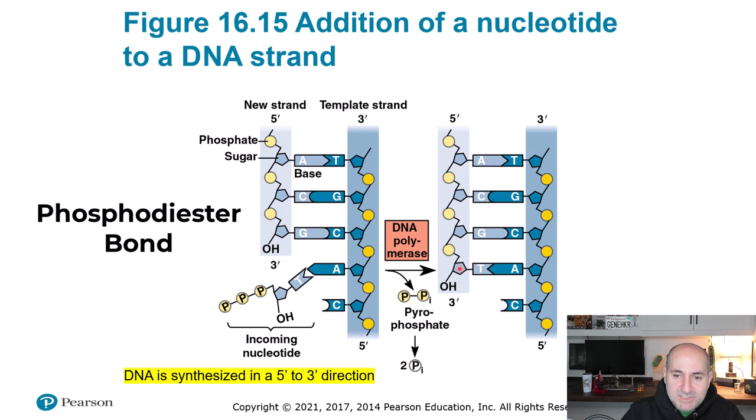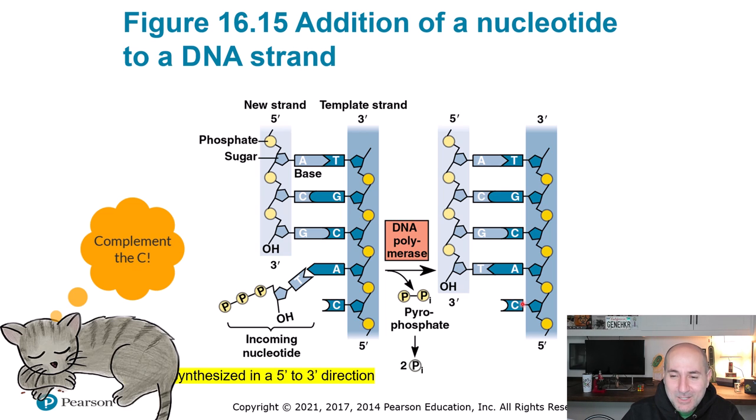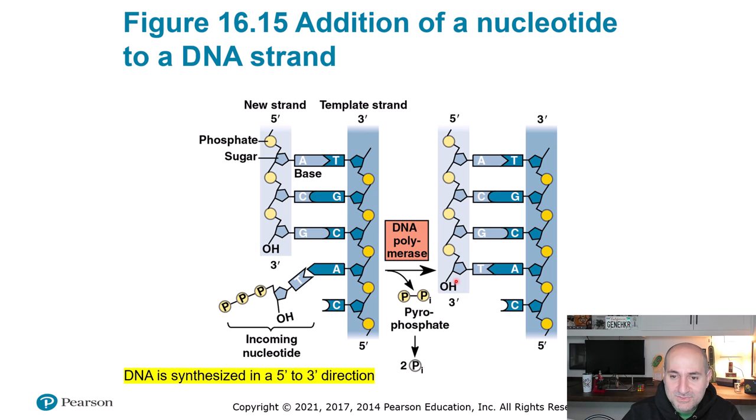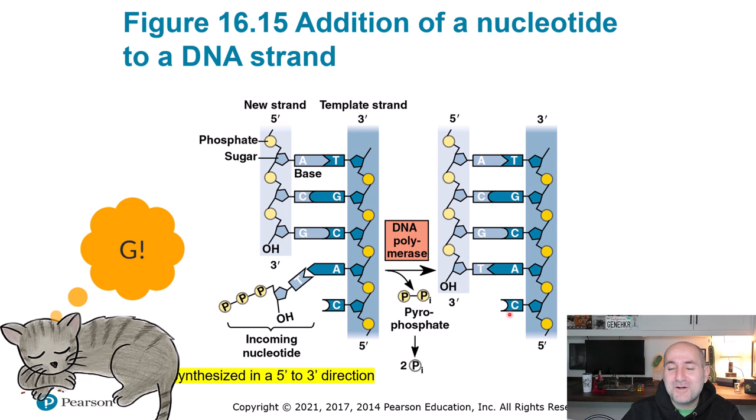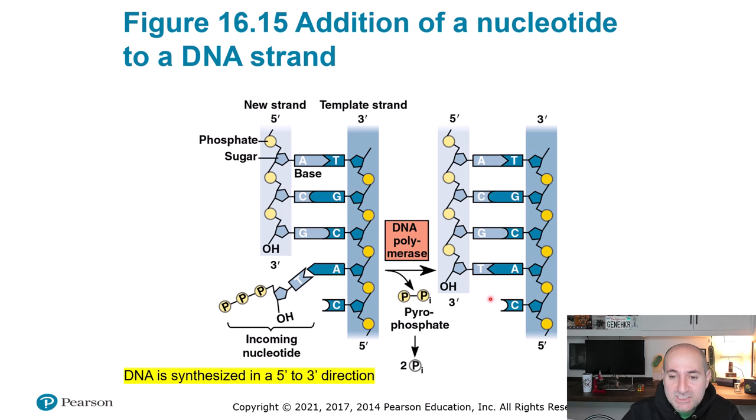And now what would you do? What would be the next step? Right, exactly. Now we want to complement the C. We're still building in a 5' to 3' direction. What's the complement to C? That's right again. Yes, it's a G, right? So we would put a GTP, a guanine triphosphate, again cleaving 2 phosphates off and building a G here. So do you see what I'm talking about? We're building the daughter strand of DNA from 5' to 3' with respect to the daughter strand. We're complementing the template strand with nucleotide triphosphates, which we cleave in order to build our daughter strand.